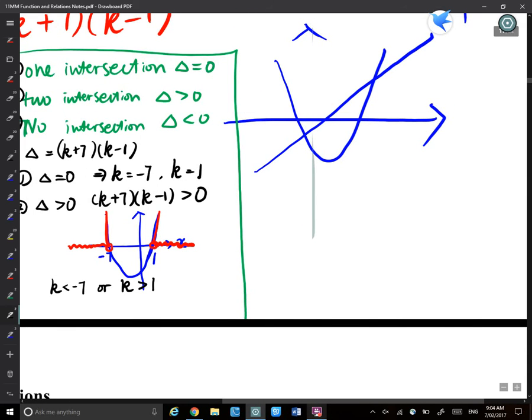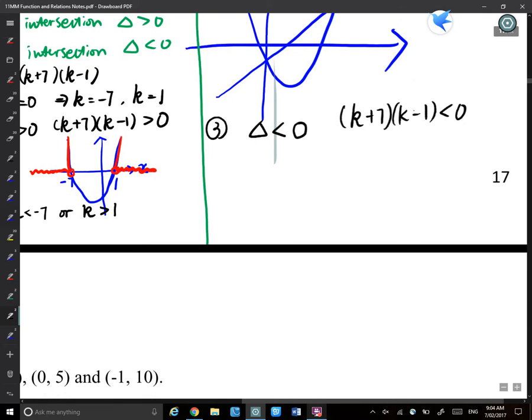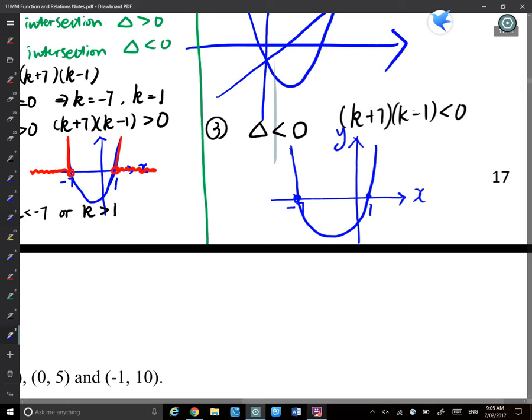And case number 3, I have my discriminant smaller than 0, which means I want this quadratic to be smaller than 0. Again, I will still draw this graph. Negative 7, 1, and the graph looks like this. What I need is this quadratic to be smaller than 0.